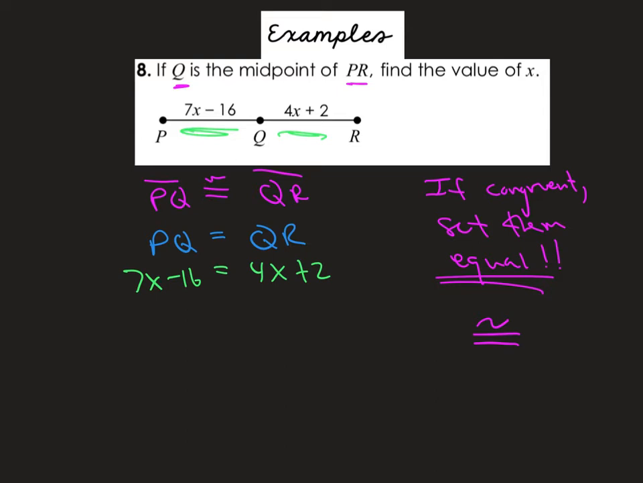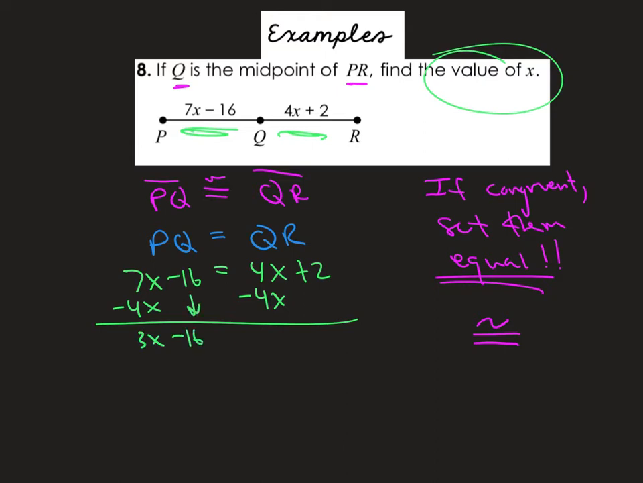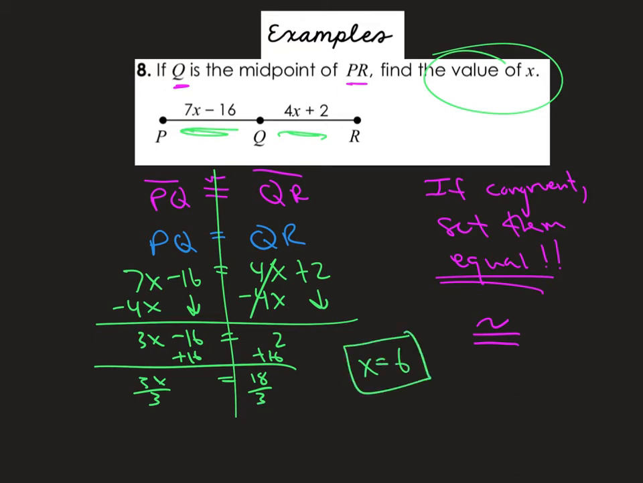Now what? Solve for x, and we're done. So I'm going to choose to subtract 4x from both sides. 7x minus 4x is 3x. Negative 16 drops down. I'm staying on that line. And I get 3x minus 16 equals 2. Add 16, add 16, and I get 3x equals 18. Divide by 3, divide by 3, and off to the side I get x is equal to 6. And I have a final answer.